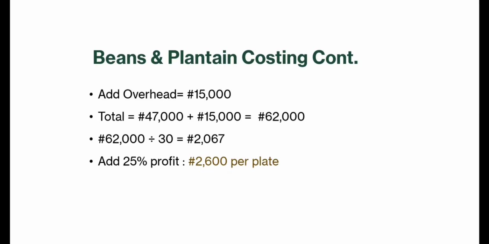Now, in order for us to get the cost for a plate of beans and plantain, you have to divide by 30, which is 2,067 naira. So 2,067 naira is the cost per plate of beans and plantain. Remember, we have not yet added our profits. After that, you add your 25% profit. Once you have gotten your 25% profit, you add it to your cost per plate and you will get 2,600 naira per plate.